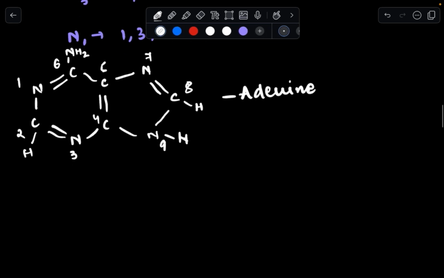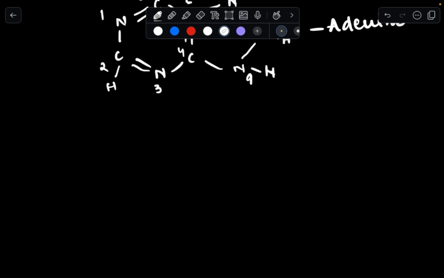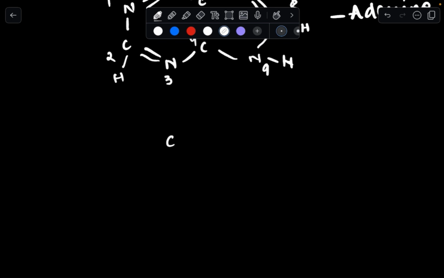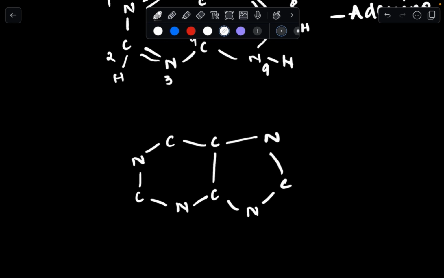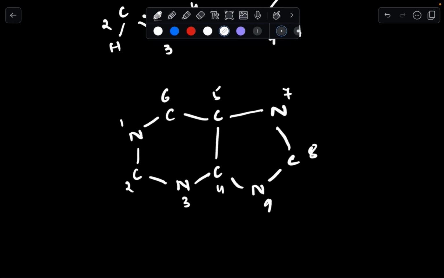Now coming to guanine, we have C, N, again C, N, C, then N, then C, then N. Complete this structure. Now number it 1, 2, 3, 4, 5 and 6, 7, 8, 9. Now add the double bonds.